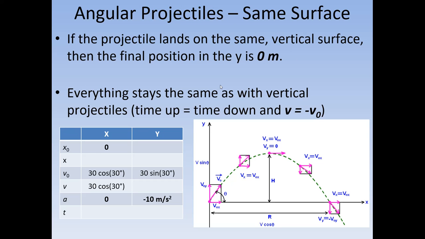Again, going back to what I said before, if it lands at the same surface, then that's telling us that the final position in the y is zero, as well as the initial position. And we can also make the other claim that we did with the vertical projectiles, which was that the time and the velocities are symmetric. Whatever the velocity is going upwards at that point, initially, that's going to be the same velocity going downwards. But again, that's only true in the symmetric case.